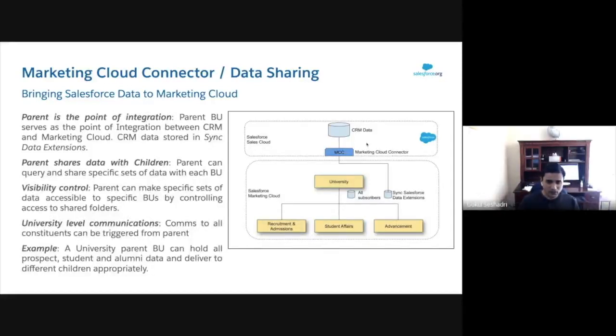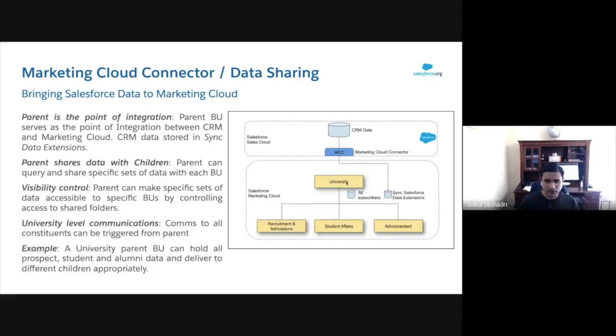A few considerations around this is that it's very good to have the parent as the point of integration, even though you have the flexibility to connect Salesforce data directly to some of these children as well. We wouldn't recommend that. We would recommend that the parent gets access to all the CRM data, and then you have the opportunity to dissect that data and provide only data that's required for each of these business units. There will be some automations that need to be run at the parent level, and you can distribute the data accordingly.